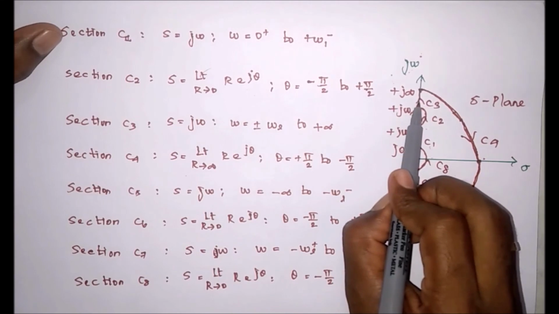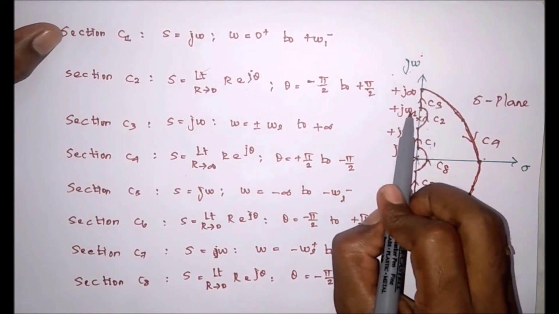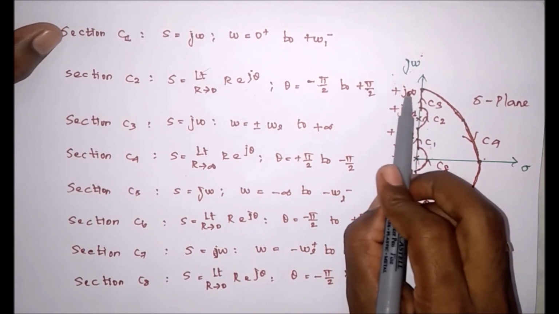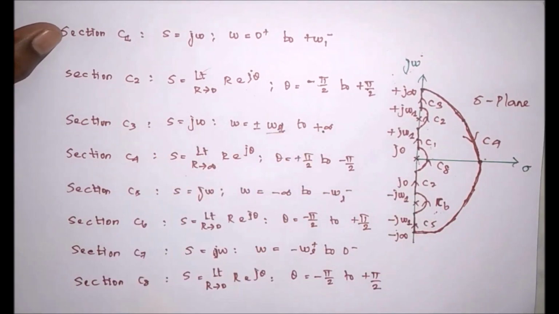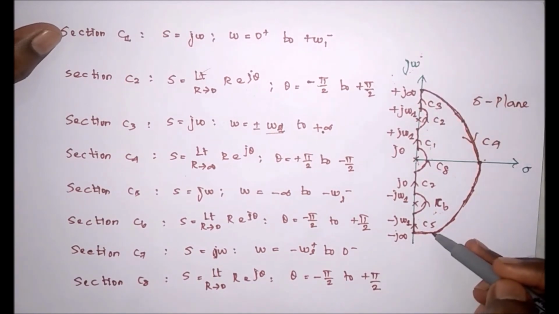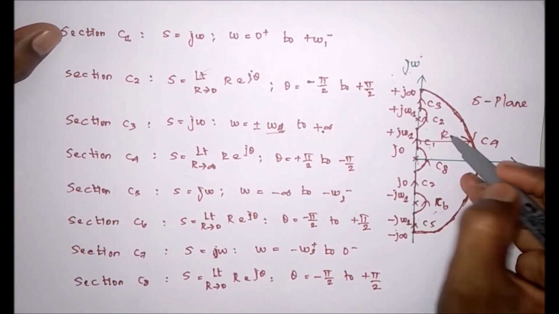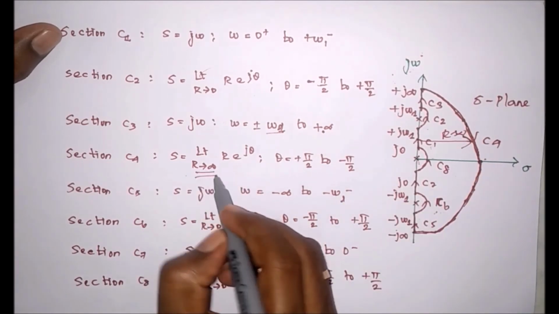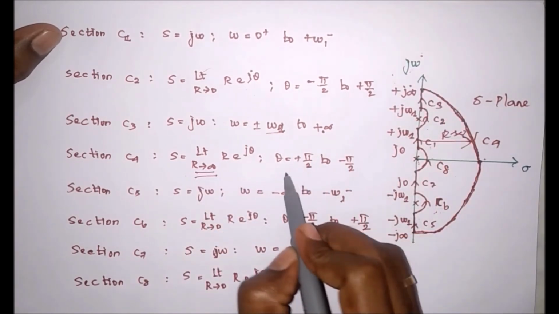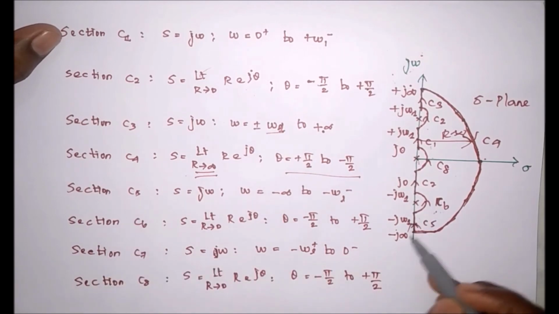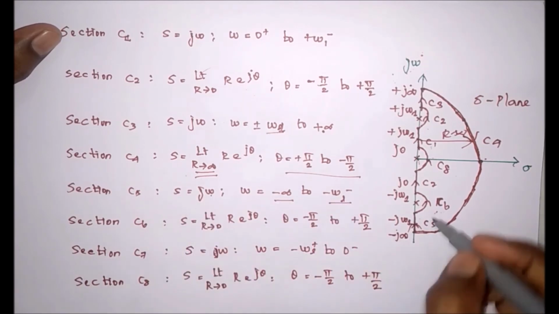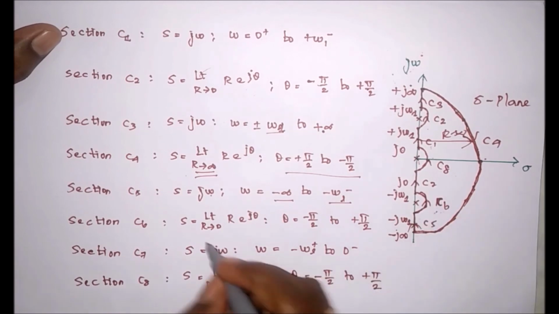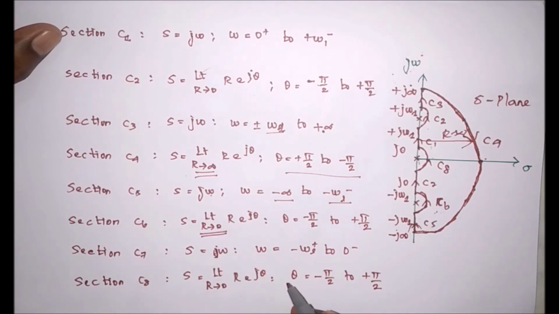Next for C3, we know already that ω goes from plus ω1 to plus infinity, with s equal to jω. Next C4 is a semicircle whose radius is infinity, therefore here it is infinity, and the angle goes from plus π/2 to minus π/2. Then for C5, ω goes from minus infinity to minus ω1, with s equal to jω. Next it is a semicircle, but its radius is 0.